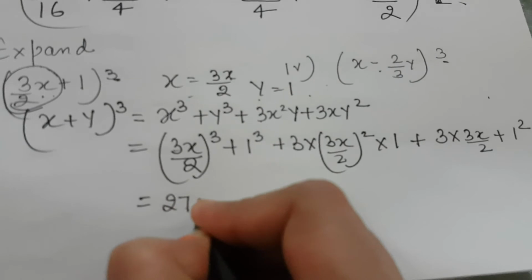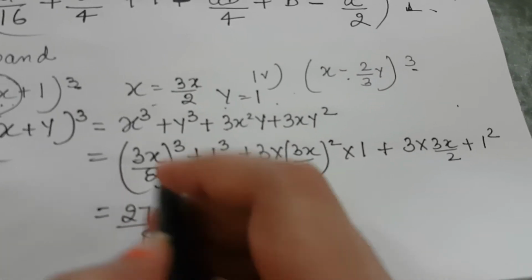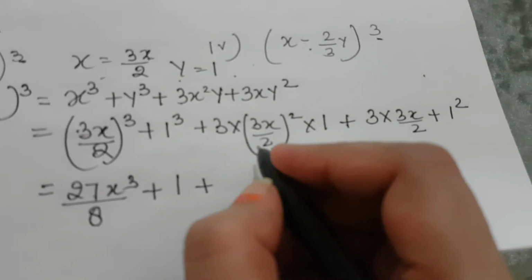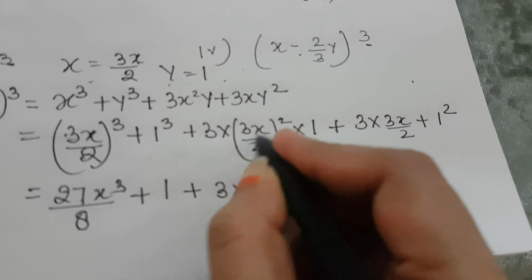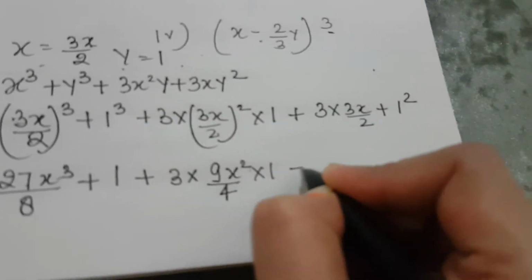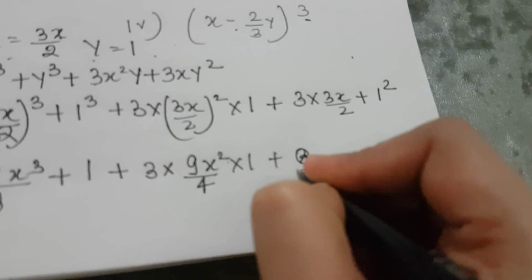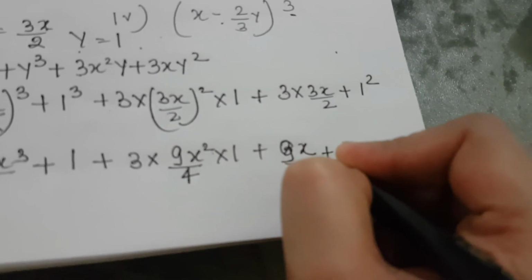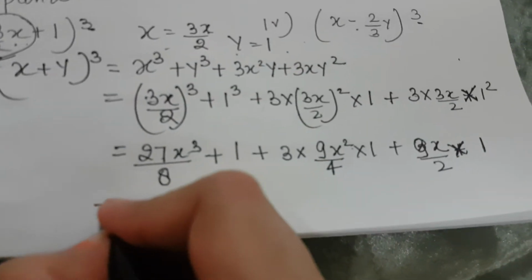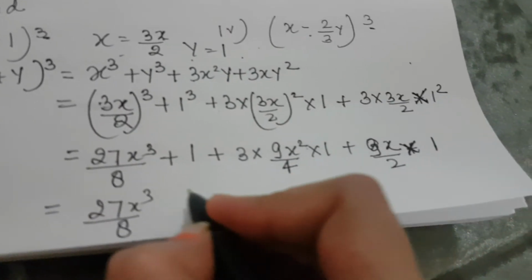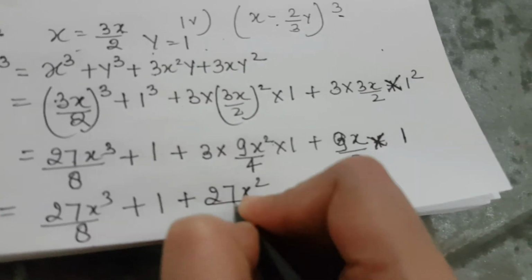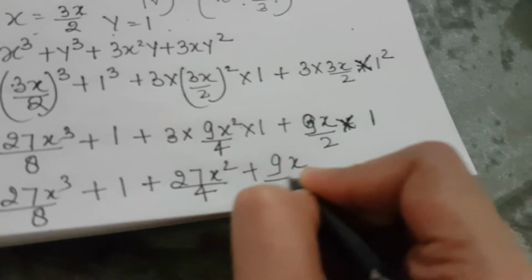So now 3 cube is 27, 27x cube upon 8 plus 1. Whatever terms are inside, you have to cube all of them, take care. Plus, before cutting it, first you open the square: 3 into 3 square is 9x square, and 2 square is 4, and 1, plus 3 into 3, 9x upon 2 plus, sorry it's not plus, it's multiply, into 1 square is 1. Now 27x cube upon 8 plus 1 plus 27x square upon 4 plus 9x by 2.